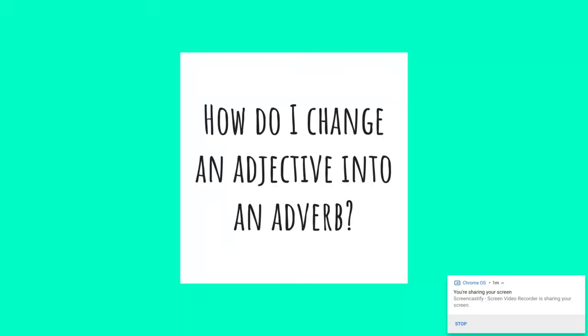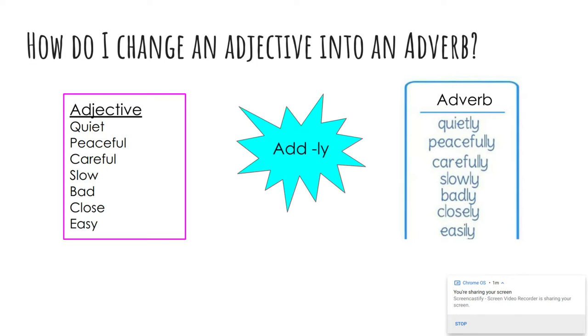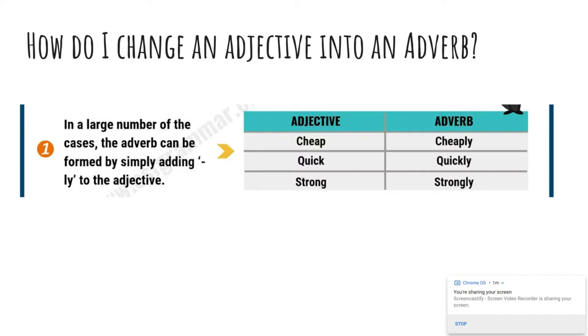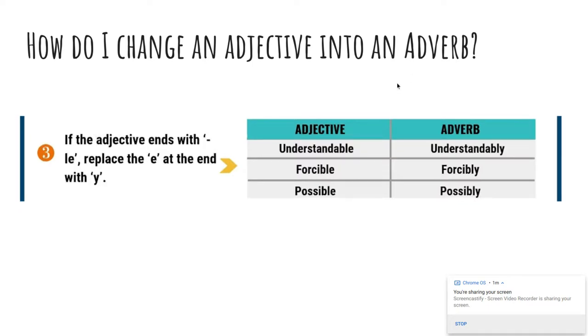We saw that changing an adjective into an adverb usually is pretty easy because we just have to add an ly, and that makes an adjective into an adverb most of the time. There are some other cases when it comes to spelling. If it ends in a y, we're going to change that y to an i and it becomes readily, merrily, easily. We still have that ly here.